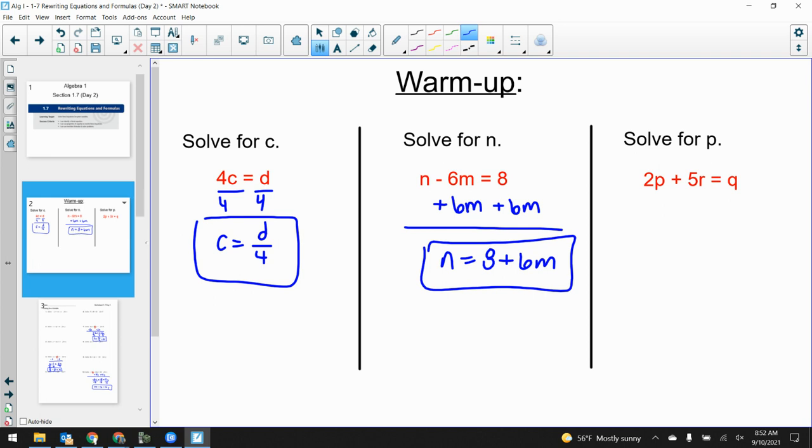Take a look here. If I want to solve for p, I see 2 things happening to it. I see that it's multiplied by 2, but I've got to add 5r to it as well. So I subtract the 5r first. Subtract 5r over to the other side. So that's going to get me 2p is equal to q minus 5r.